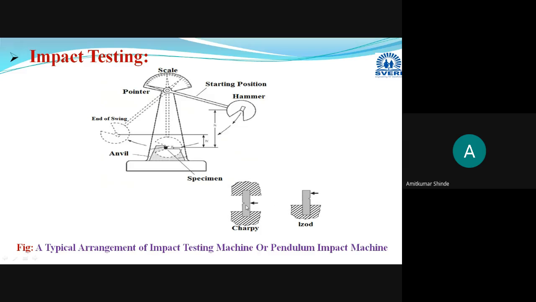Now, initially, your pendulum will be here. First, you have to fix this specimen here, and depending on the type of test used, Charpy or Izod, its dimensions, then the respective notches and their respective positions you have to create here. And after that, you have to hold this hammer in this initial condition.